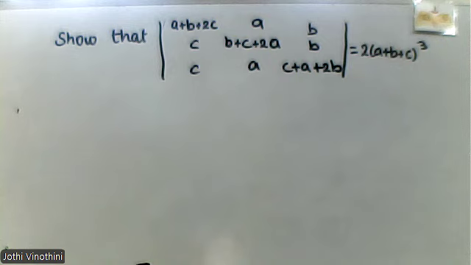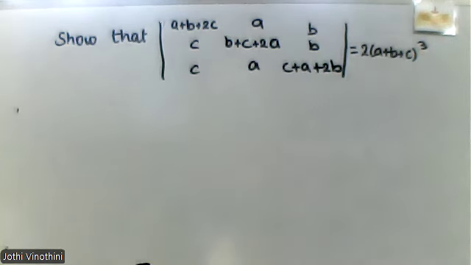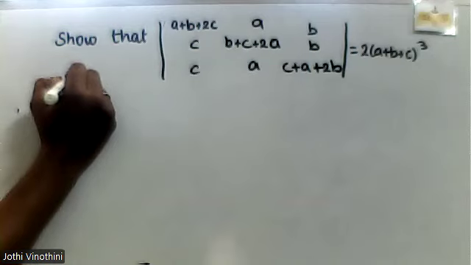Yes, of course. So last week also we solved some problems in matrices, right? Today we are also solving some problems in matrices. So our first problem is: show that the given matrix equals 2 multiplied by (a plus b plus c) the whole square. Okay? Shall we start to solve? Yes. So I am writing the solution.